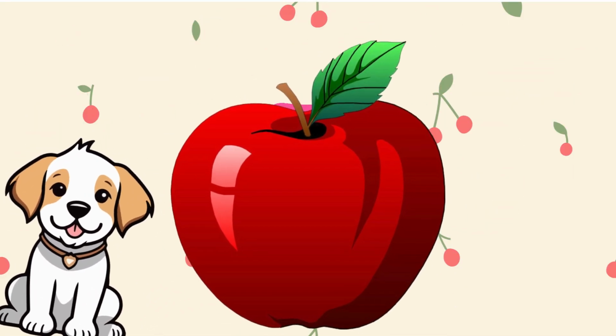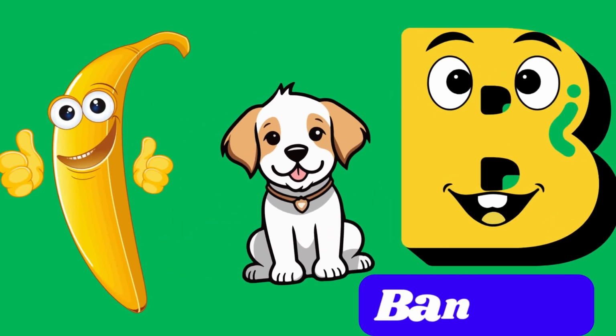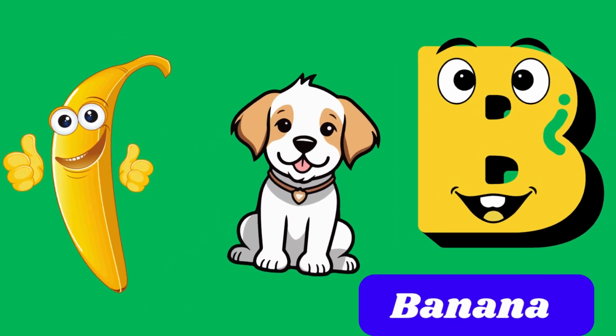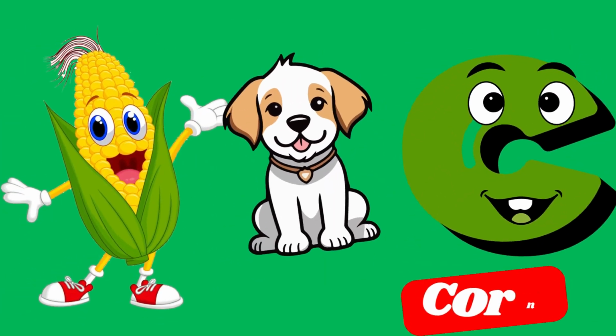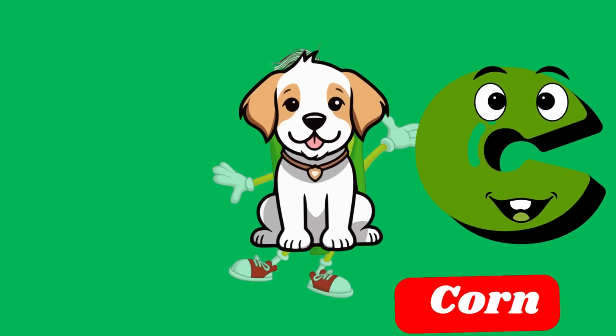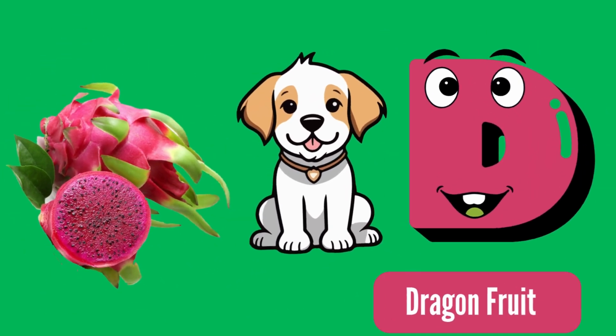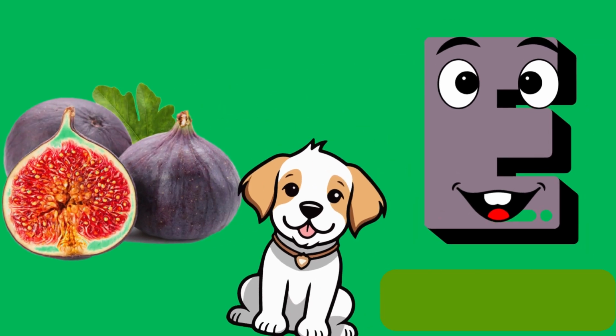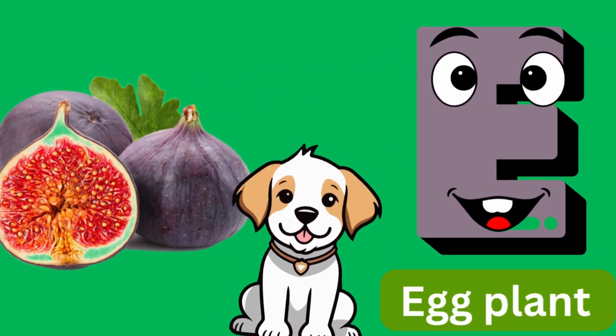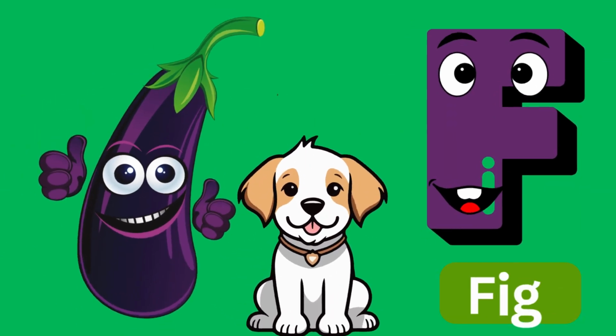A is for apple, B is for banana, C is for corn, and D is for dragon fruit. E is for eggplant, F is for fish.